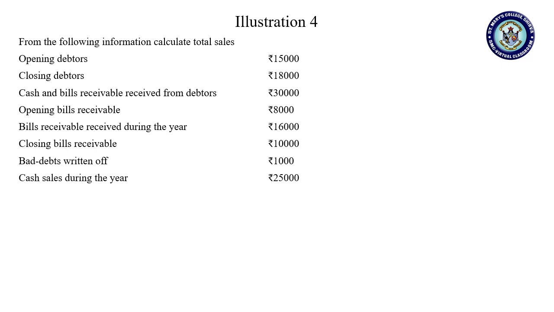Then we have opening bills receivable balance. We have closing bills receivable balance. Bad debt written off, it is a debit side. Bad debts account debit to debtors account. So bad debts written off. Then you have cash sale. It is needed to calculate total sale.